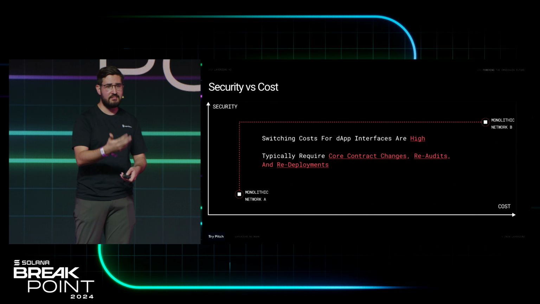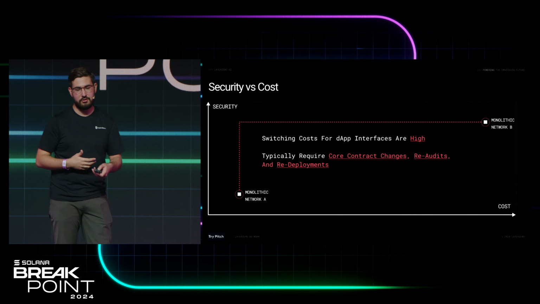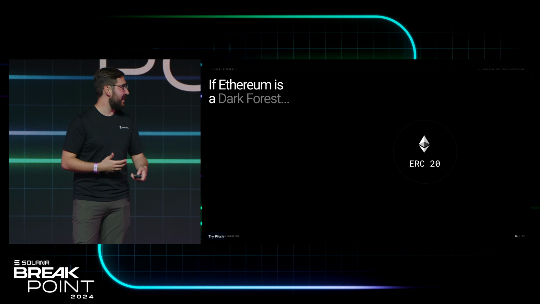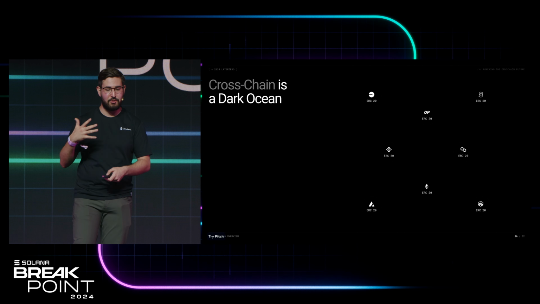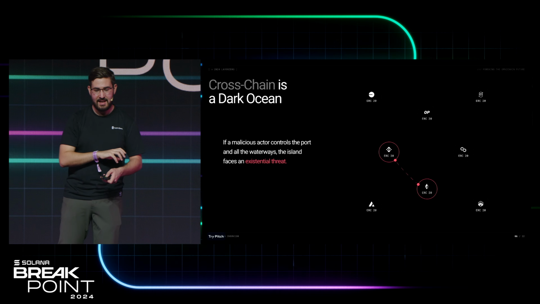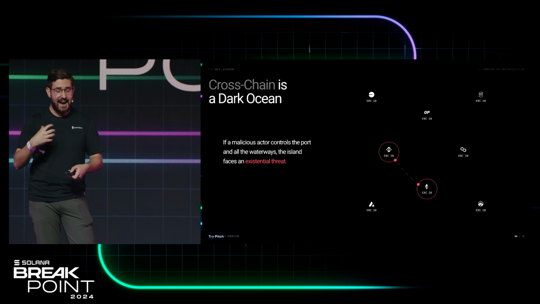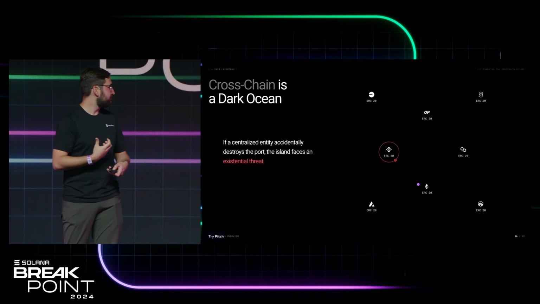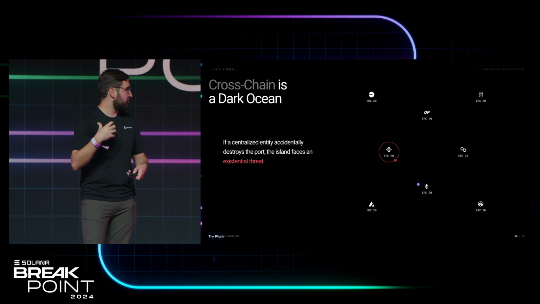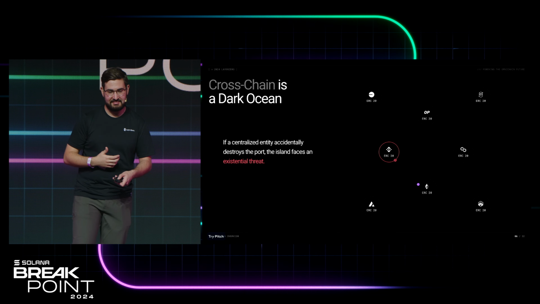Typically, it requires core contract changes, different function methods to be invoked, and ultimately redeployments potentially on your application. That's why I like to say if Ethereum is a dark forest, you can think of cross-chain as being a dark ocean. You have all of these isolated islands of connectivity, and if a malicious actor gains control of the pathway between them, the islands face an existential threat. Ultimately, if the actor also destroys the port of entry, it also faces an existential threat to the island itself.